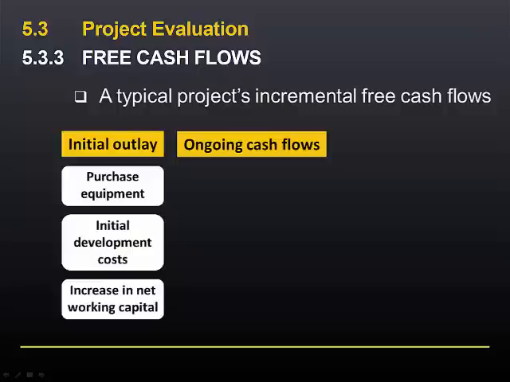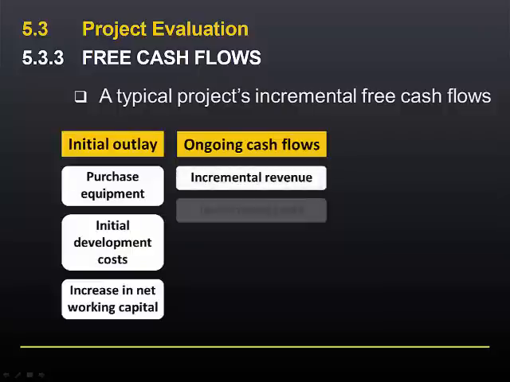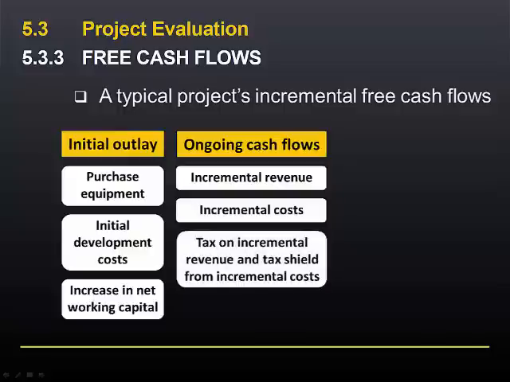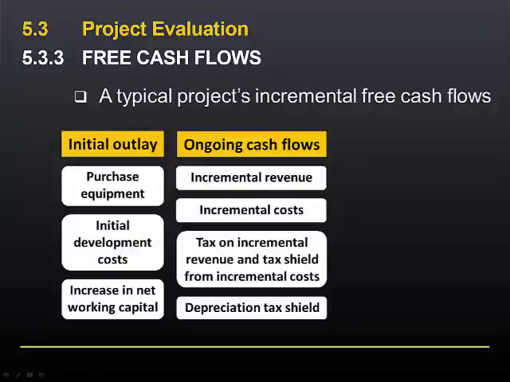Then over the life of the project, there are ongoing cash flows that occur every year. We have incremental revenue, incremental costs, we have taxes associated with the revenue, and a tax shield from the incremental costs. A tax shield means that we pay less tax than we otherwise would because of a particular decision. And then we also have a depreciation tax shield. We pay less tax as a result of depreciation.